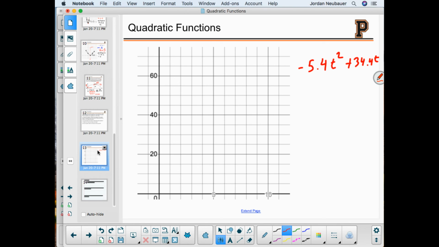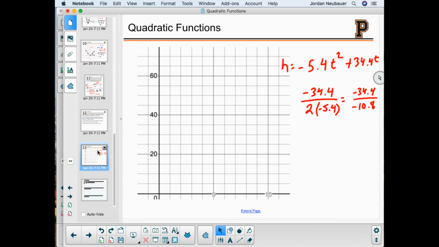So to graph this, first thing we're going to find is AOS. This is equal to the height. So let's start with axis of symmetry. That's opposite b over 2a. In this case, b is 34.4. So negative 34.4 over 2 times negative 5.4. That's negative 34.4 over negative 10.8. We do the math with that.